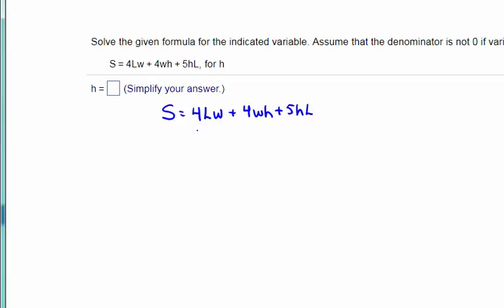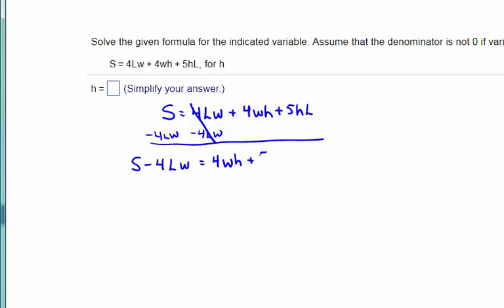And so the first thing I'm going to do is take this 4LW, and since it doesn't have an H, I'm going to subtract it off of both sides. And again, these are not really like terms, so we'll just write them side by side. And on the right, we're going to be left with the two terms that have H's in them. Okay, so notice that now on the left-hand side, we have the terms that don't have an H, and on the right-hand side, we have the terms that do have an H.